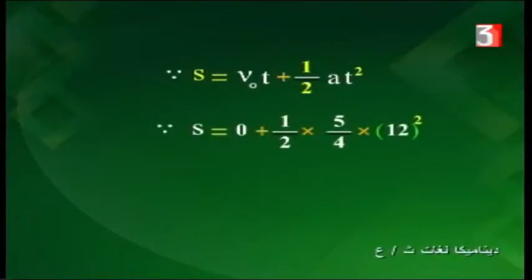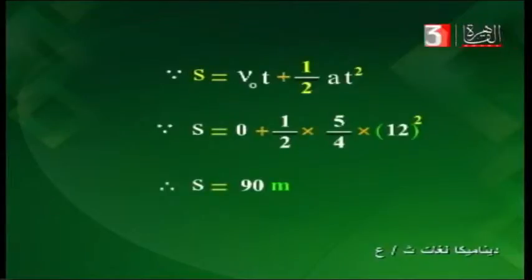We know that S equals V naught T plus half AT squared. Then S equals V naught times T, 0 times 12 equals 0, plus half times the acceleration a, 5 over 4, times T power 2, 12 power 2. Then S equals 90 meter. Then the body traveled a distance equals 90 meter after 12 seconds.